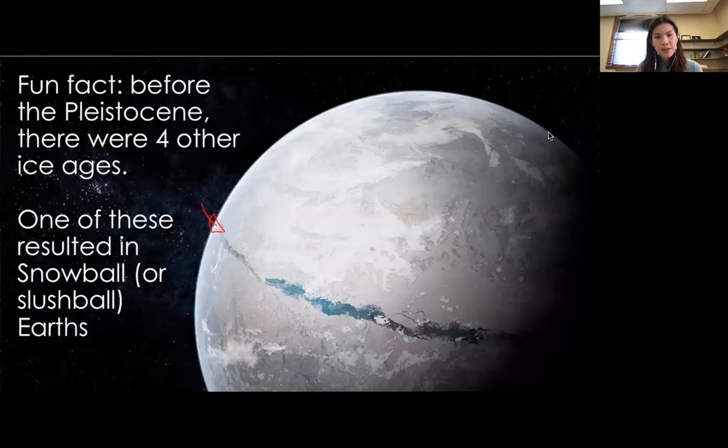These are really interesting time periods to think about because we know that life existed throughout these snowball Earths. And so it's kind of an open question of how life survived in these conditions. And that may help us think about how life may survive or may be present on other planetary bodies.